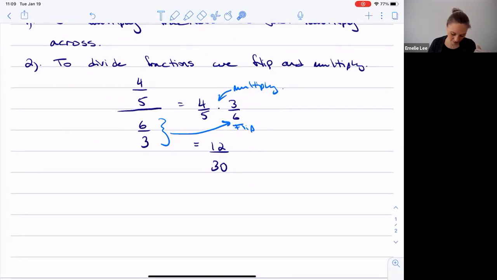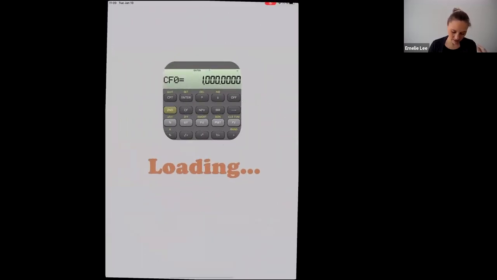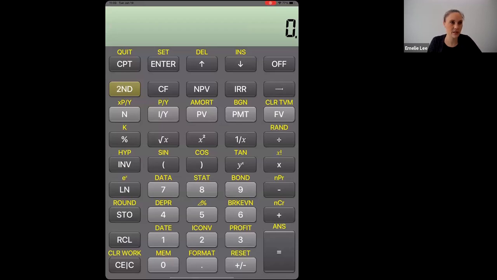If we go to our fancy calculator here, 12 over 30. Oh, right. So I've got 12 divided by 30 is 0.4. This one doesn't actually give me a whole number, so as soon as it gives me a decimal, I just want to keep it as 12 over 30, right? The decimal is an approximation, and the 12 over 30 is an exact answer.